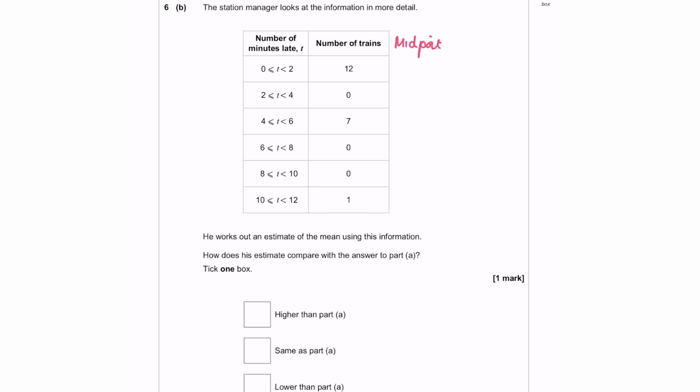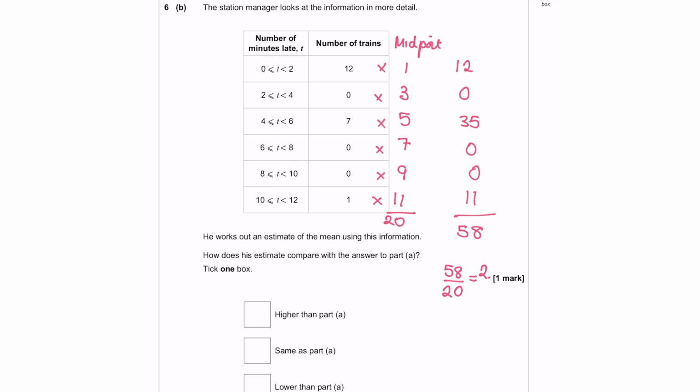down the side and you'd get 1, 3, 5, 7, 9, 11, multiply across, so times these up. And it's actually not too bad because these come out as 0, it's 11, 7 fives are 35, and 0. You could sum up this, it gives you 58. You sum up your frequencies, you still get 20. 58 divided by 20 equals 2.9.